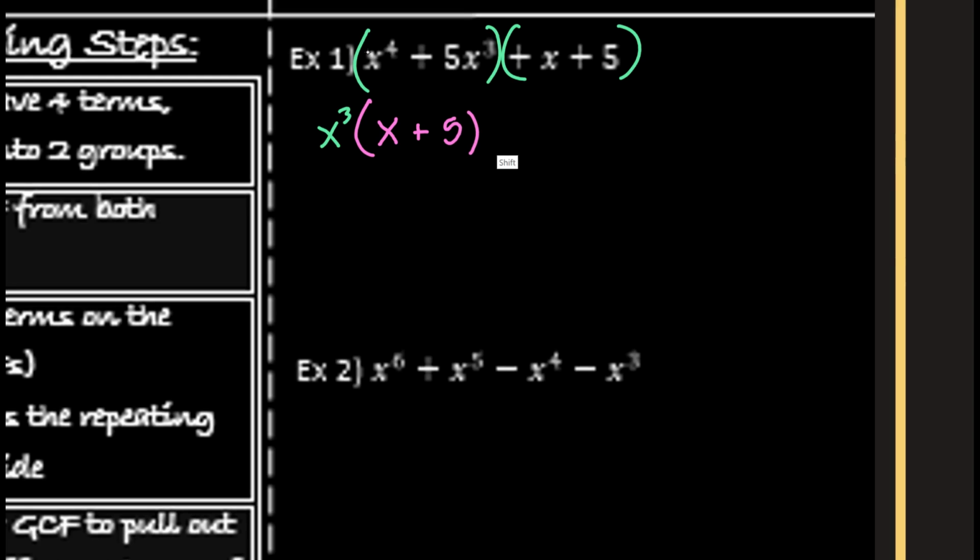Then I pull a GCF out of the second two. What GCF goes into both x and 5? Nothing. Even though it seems like there's nothing, you actually always have a GCF of what? 1. So here you would pull a 1 out. Now anytime you're dividing by 1, what happens? They stay the same. So here this is going to remain x plus 5.